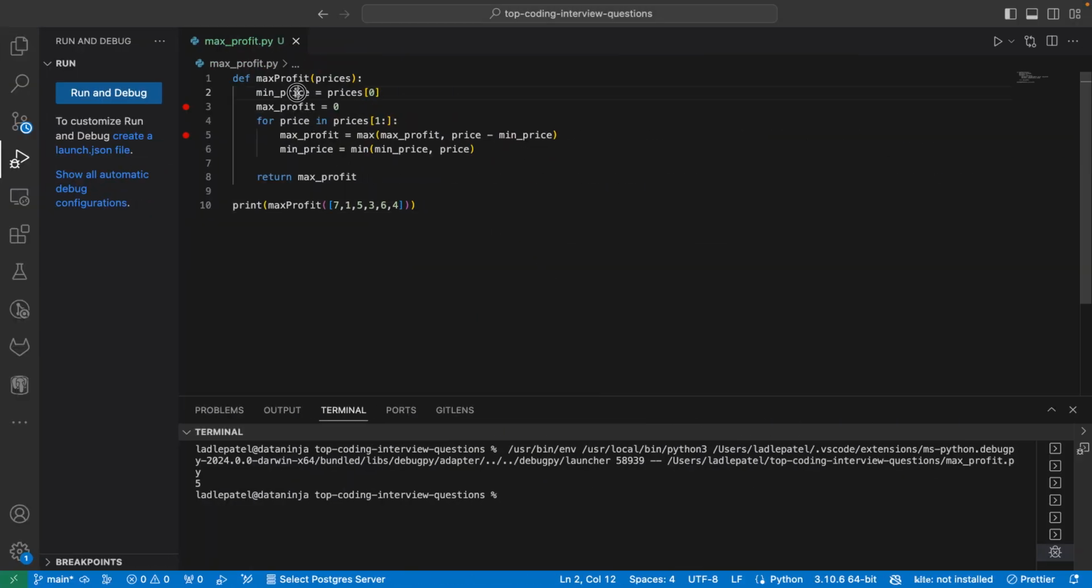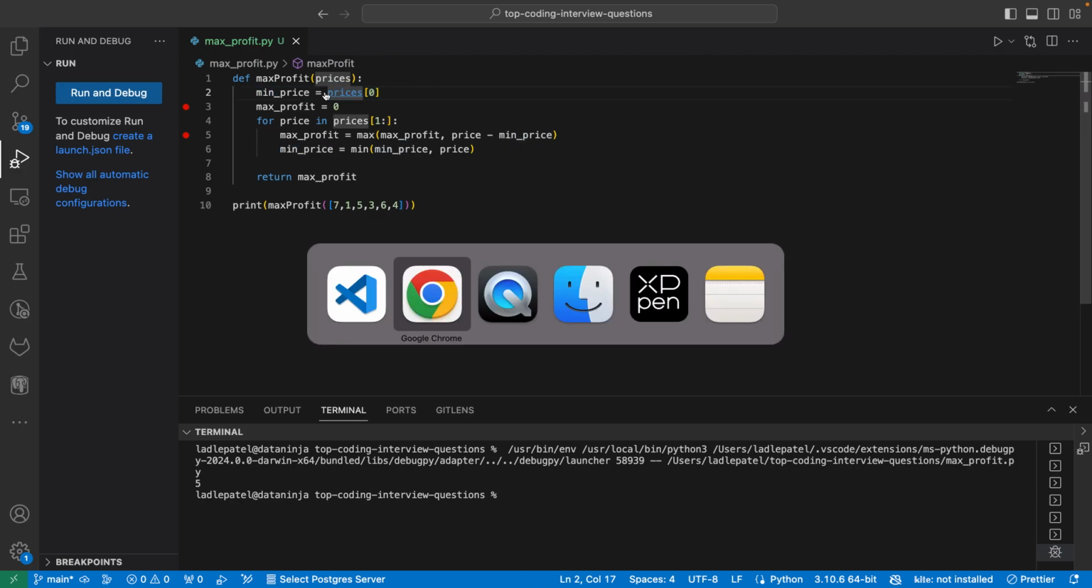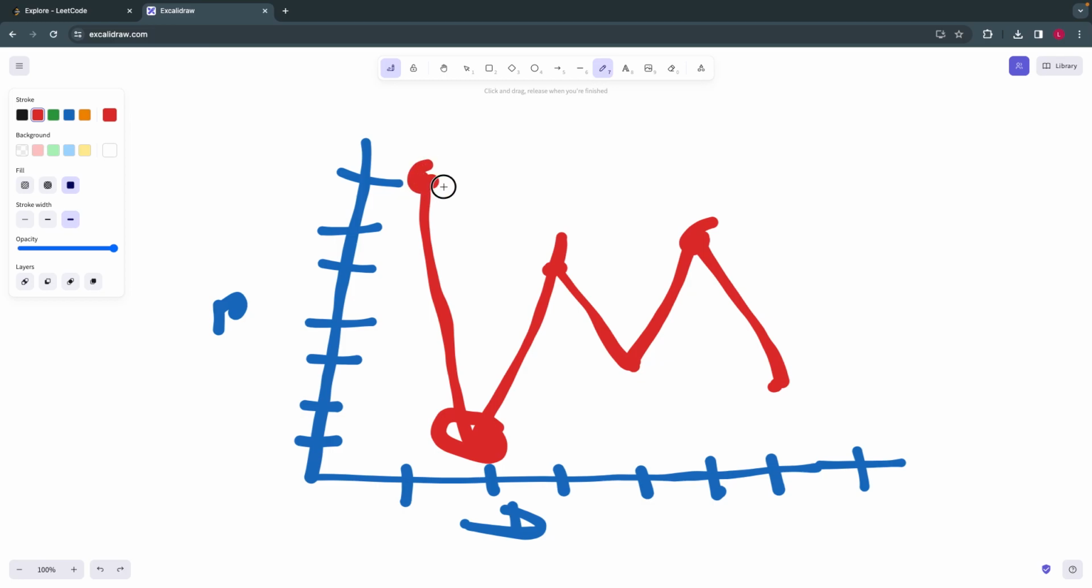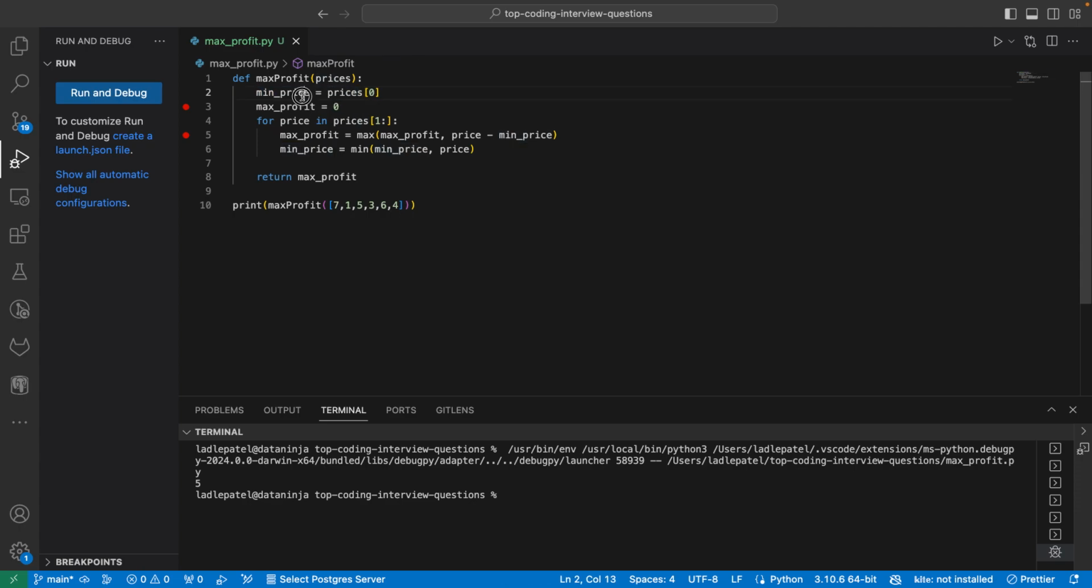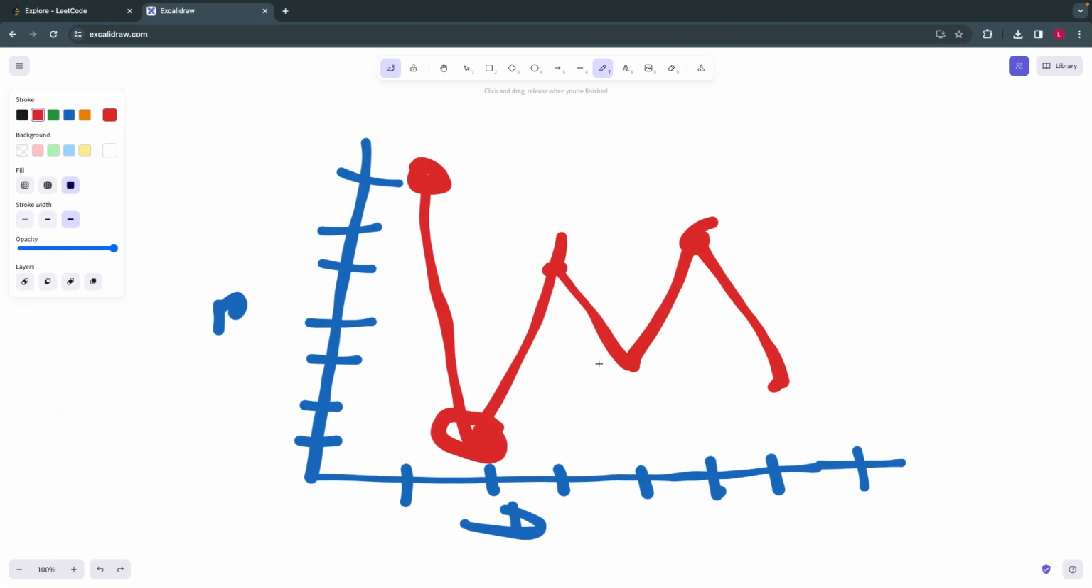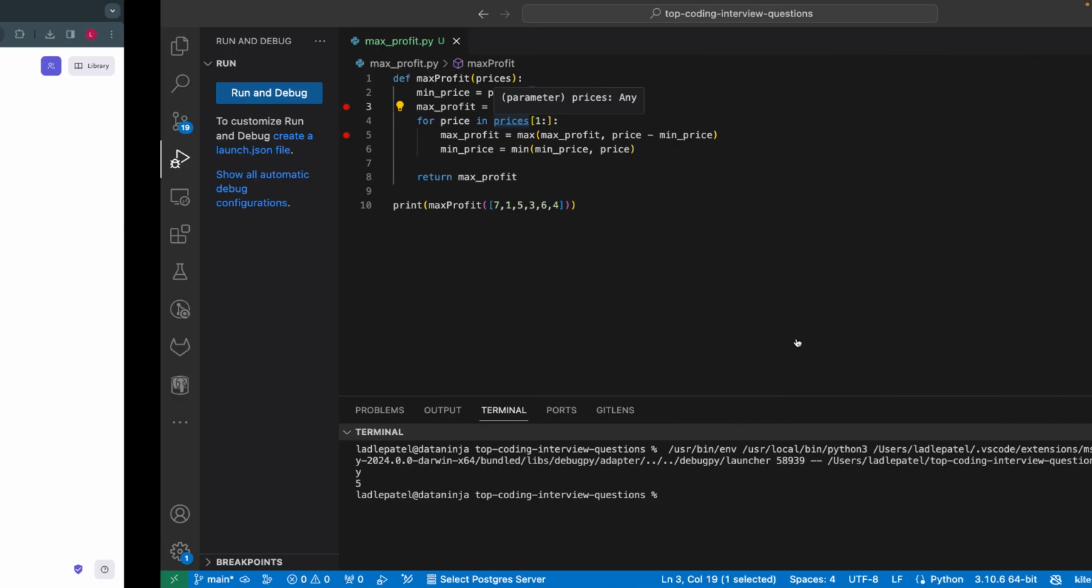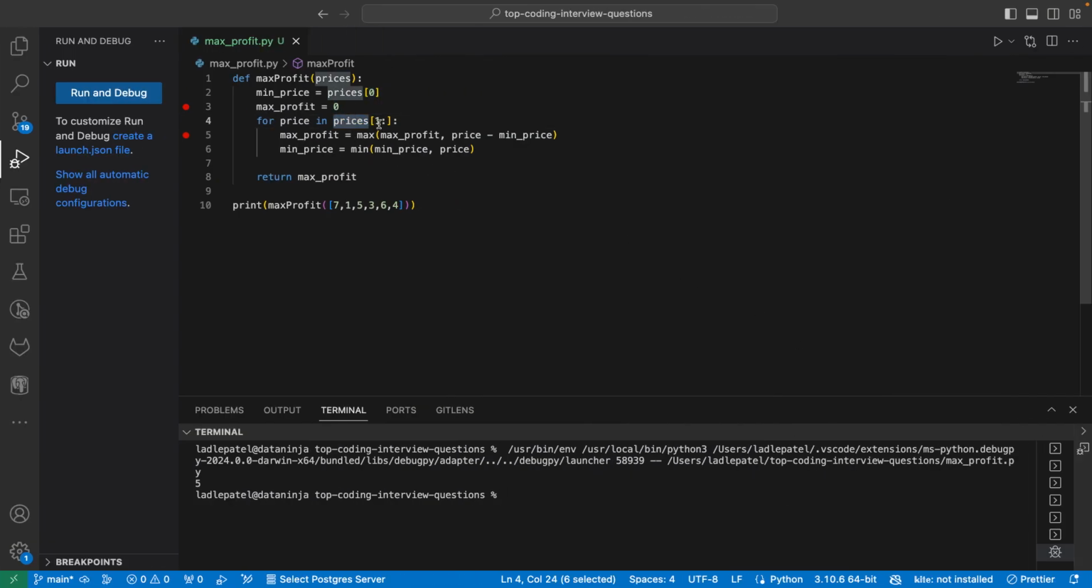So here, this is the same function which you see in the code. I'll take the first price, which is this. I'll put it in a variable called minimum price. I'll start with the first price as the minimum price, and the maximum profit is 0. Then I'll go through the remaining elements on different days and try to subtract.